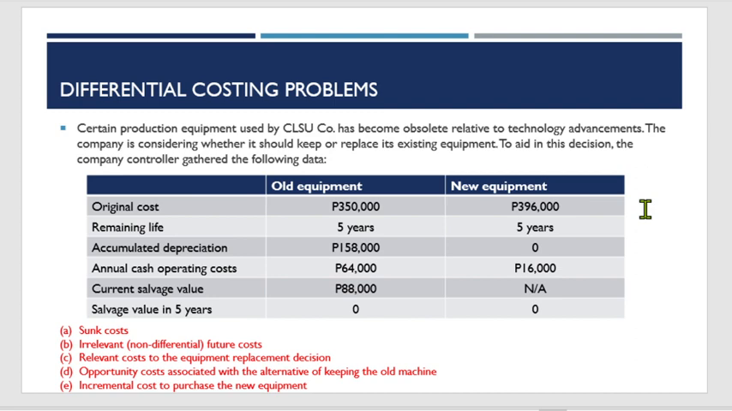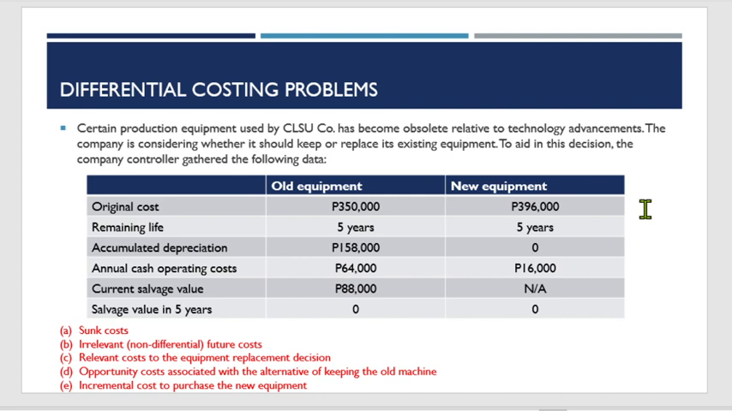The savings. Di ba makakasave ka sana ng 48,000 dahil 64 yung operating cost, magiging 16, makakasave ka sana ng 48,000. Pero dahil hindi mo binili yung new equipment, di ka nagpalit, benefit foregone na yon, yung 48,000 sanang masisave mo, yung operating savings mo, yung potential savings mo sana. So the answer for D is 48,000 savings and then the 88,000 salvage value ng old equipment.